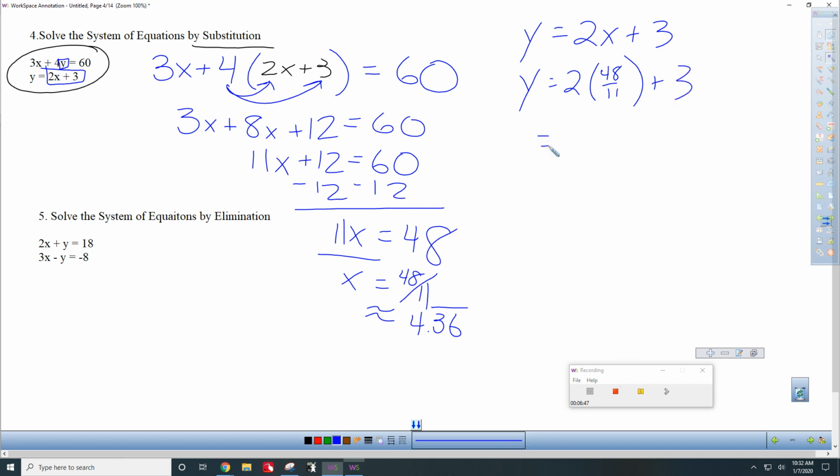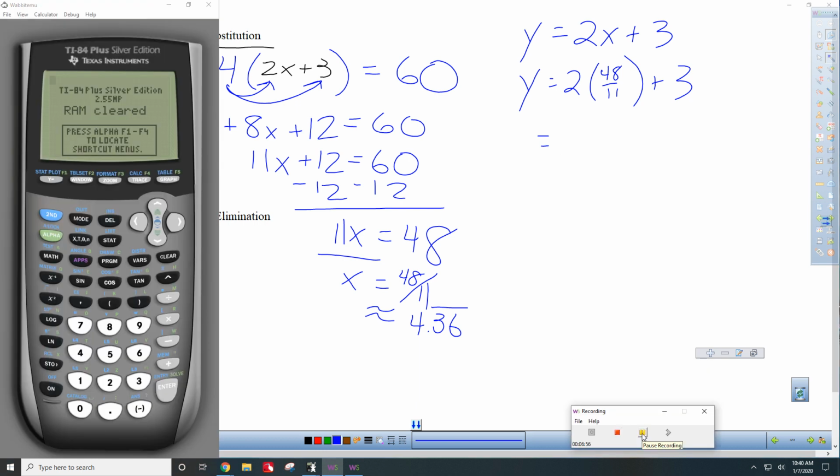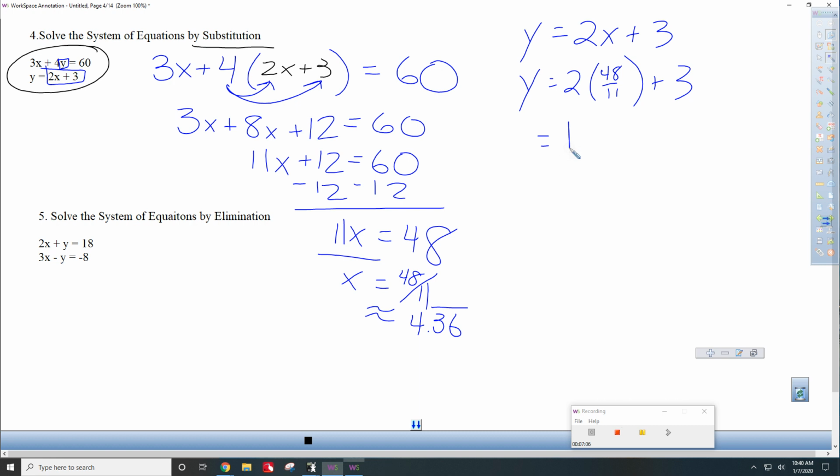All right, let's put that in your calculator. 2 times parentheses 48 divided by 11, and then add 3. Adrian, what'd you get? 11.72 repeating.